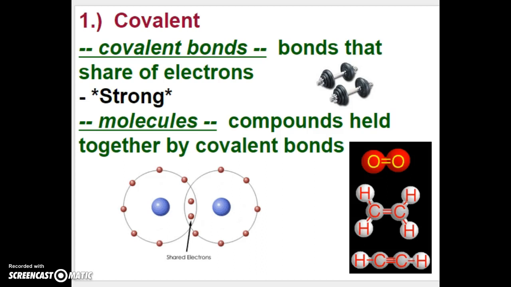Covalent bonds are very strong. Covalent bonds can form molecules. We can have single covalent bonds. You can have double covalent bonds or even triple covalent bonds. The more covalent bonds there are, the stronger that molecule or compound is. Covalent bonds store a lot of energy, but likewise, it also takes a lot of energy to break those covalent bonds up.